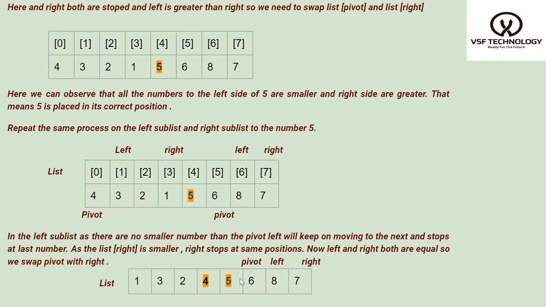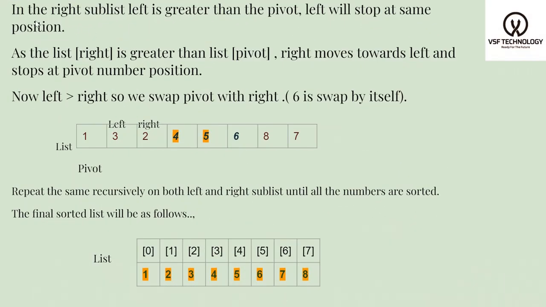So in the right sublist, the pivot element is 6, the left element is 8 and the right element is 7. In the right sublist, left is greater than the pivot, so left will stop at the same position. As list[right] is greater than list[pivot], right moves towards the left and stops at the pivot position. Now left is greater than right, so we swap the pivot with right. 6 is swapped by itself.